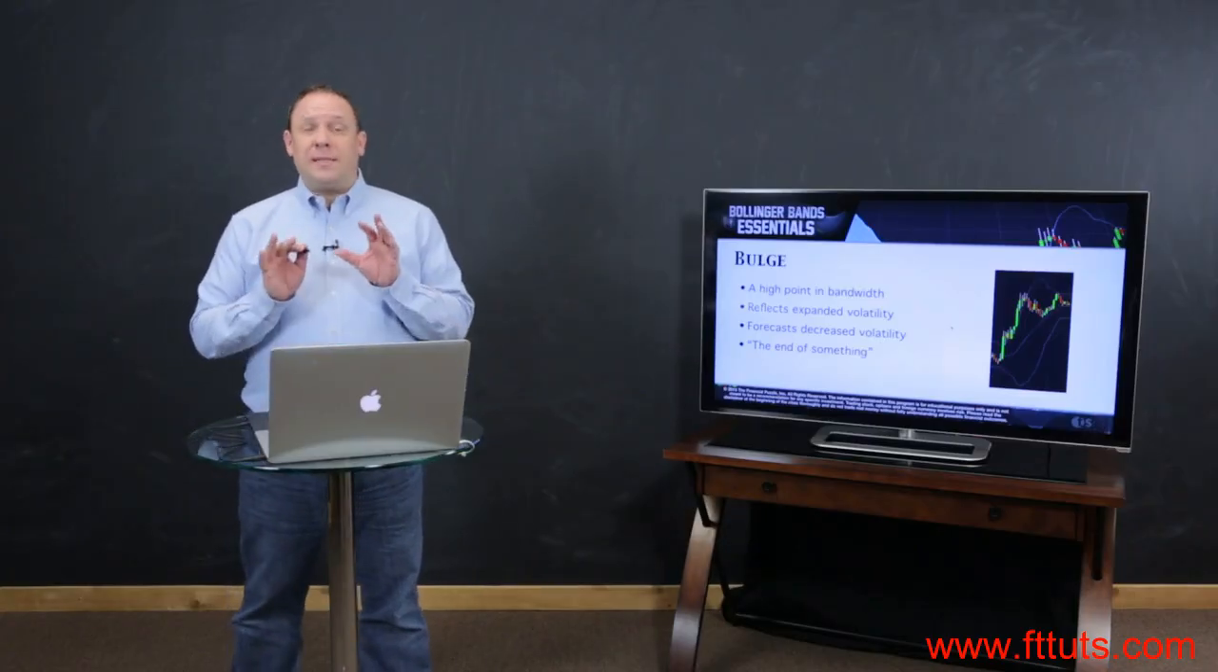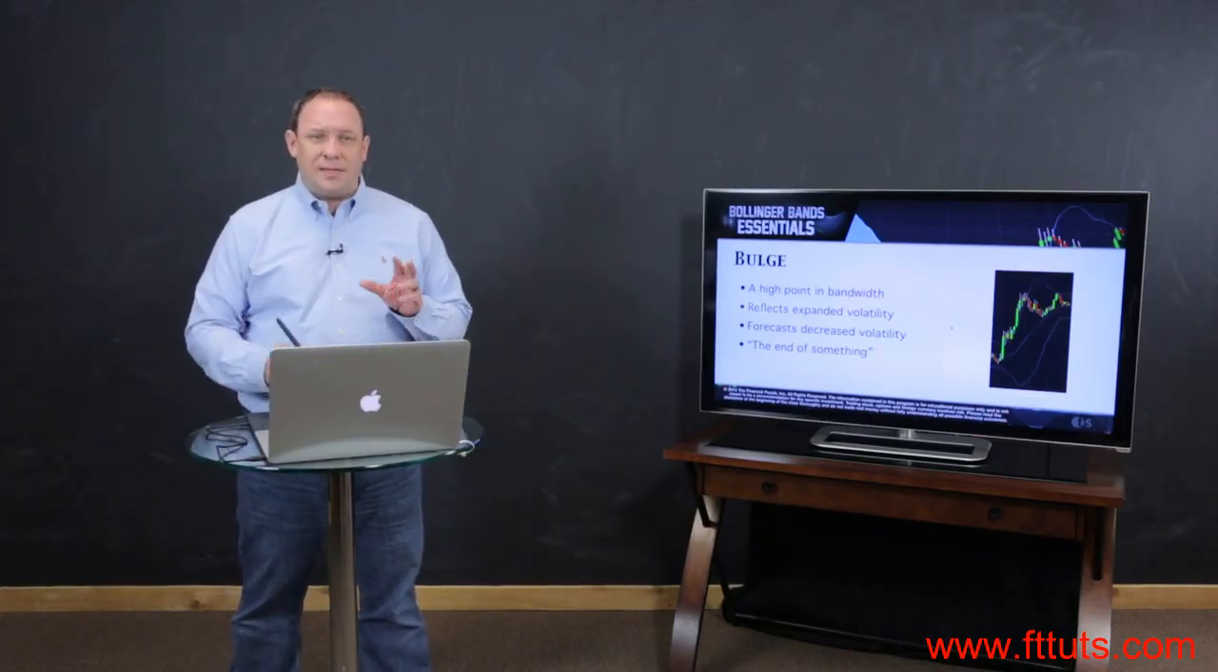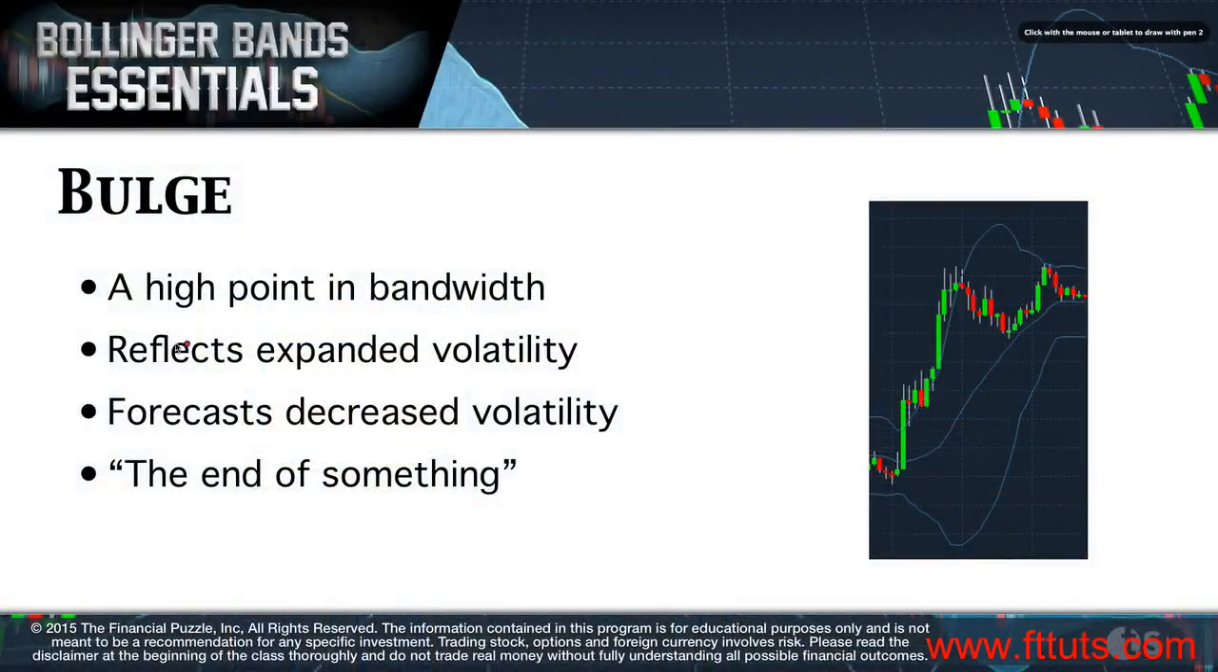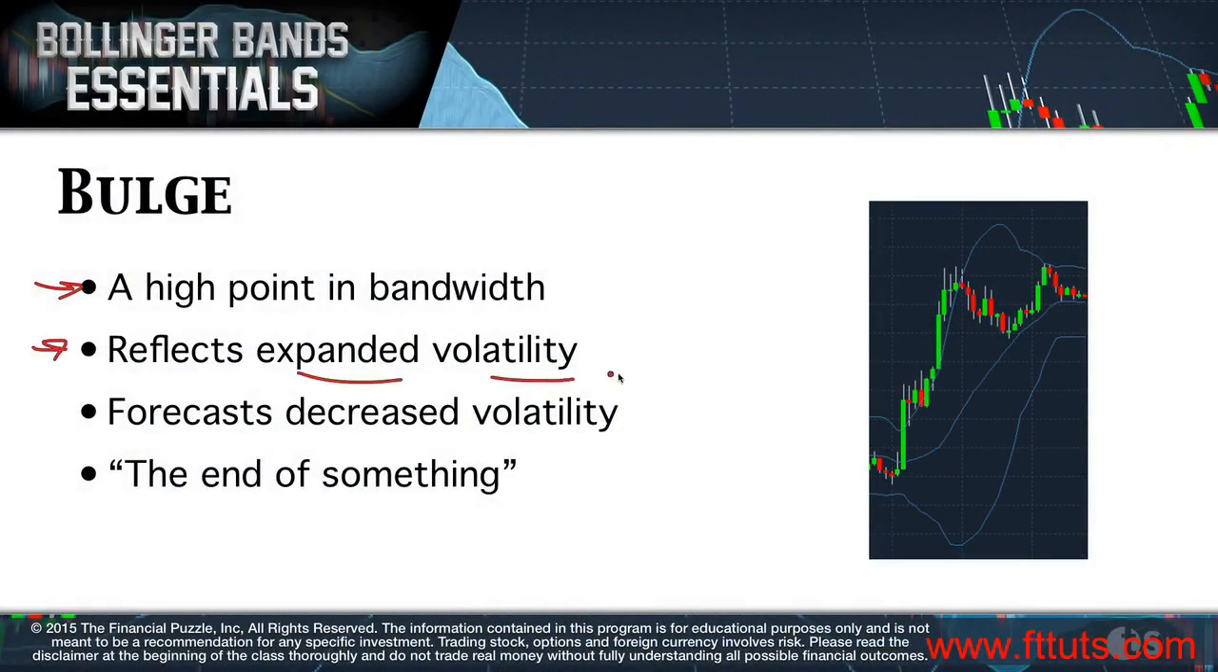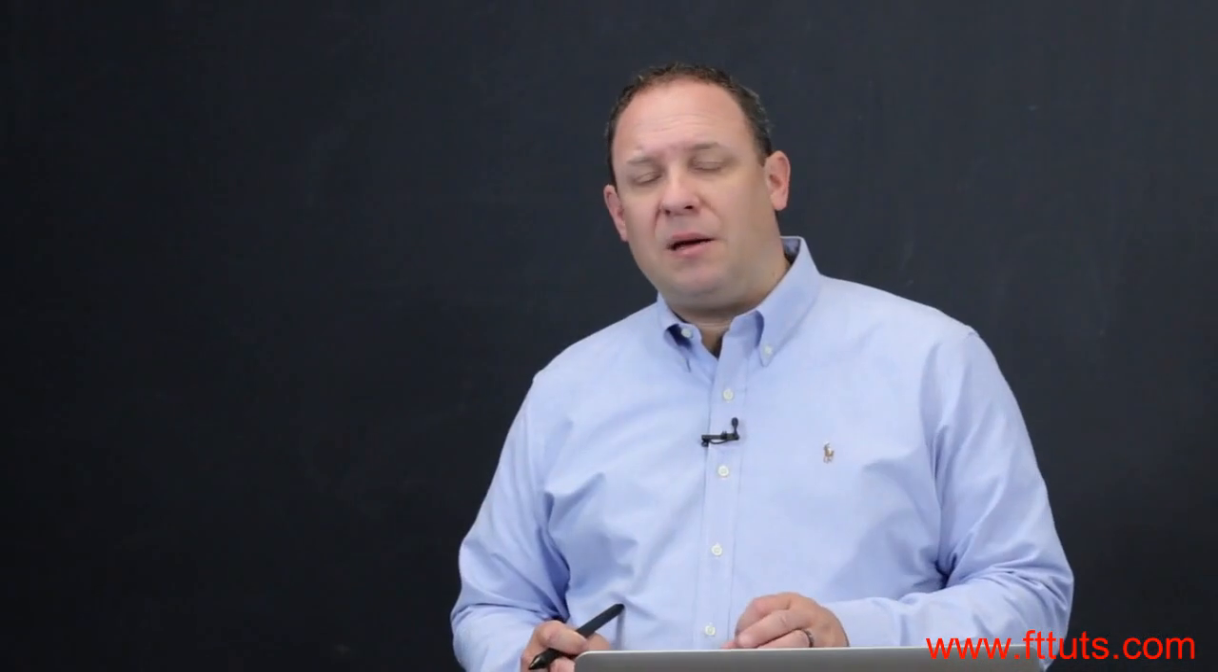Now, speaking of the bulge, that's the second signal that we get. The first one's the squeeze, the second one is the bulge, and here's what the bulge reflects. It reflects a high point in the bandwidth. In other words, the bands have expanded really, really wide to help encompass some of that volatility that's come in. This is going to reflect expanded volatility, and here's the key. It's forecasting a decrease in volatility, also the end of something. If the squeeze is forecasting the beginning of something, the large bulge is forecasting the end of something, because again, it just cannot stay that volatile for an extended period of time.